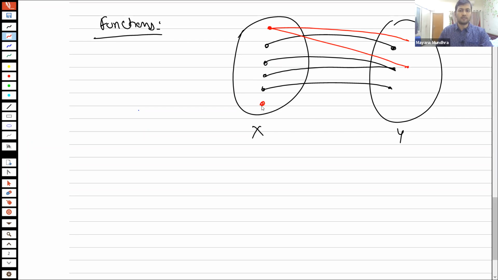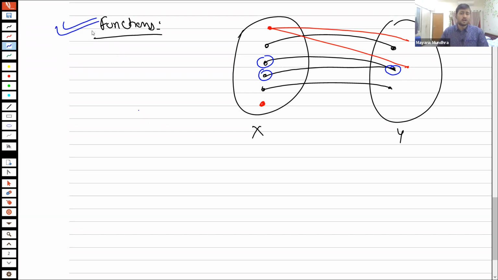And what you cannot have is a situation like this, where something in X does not have an output. So every input has a unique output. Now it is possible that two inputs give the same output. That is valid. That is not a problem. But one input giving two outputs is not allowed. So that is the definition of functions.